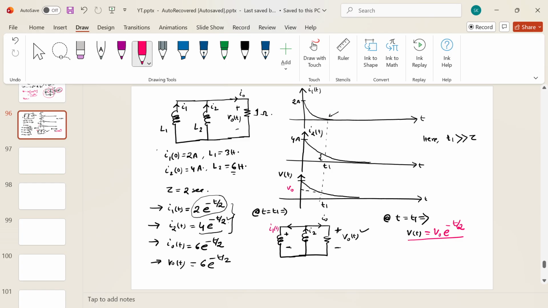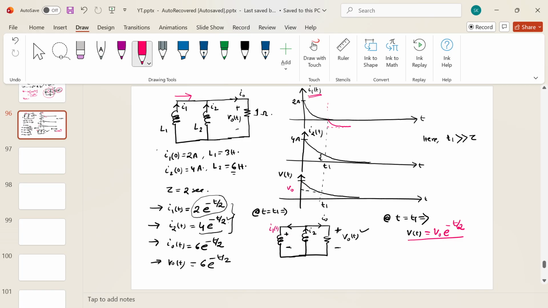What will happen after this instant? Your current will build up in the opposite direction. If this is the positive direction of current, initially I assumed my current is flowing in this direction, so with respect to that, the current will exponentially rise in this direction. It will have some value. Maybe I can draw it with less magnitude. Let's say this is the magnitude I'm getting for I1 of t.